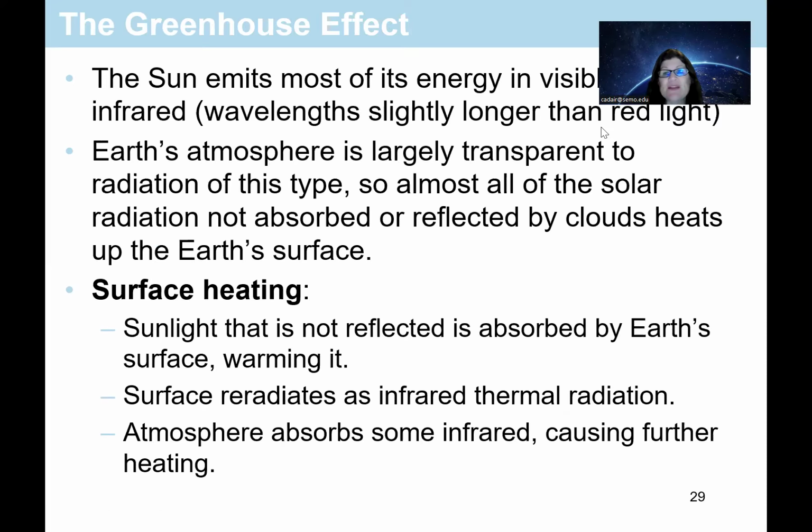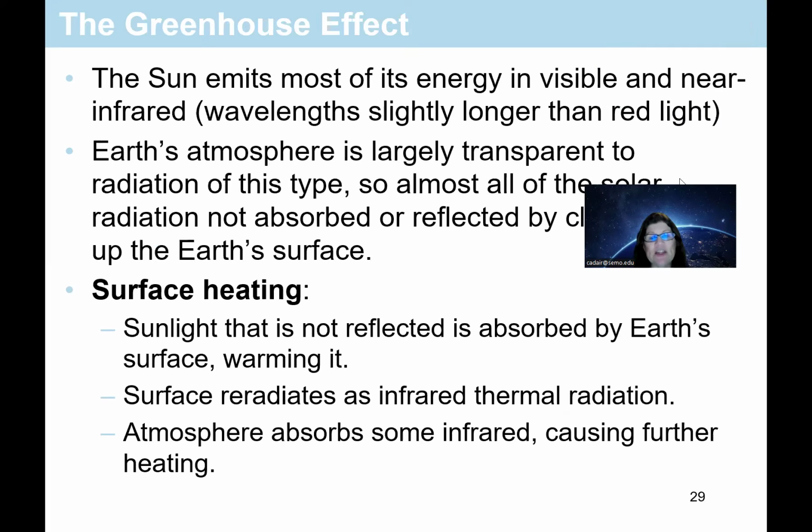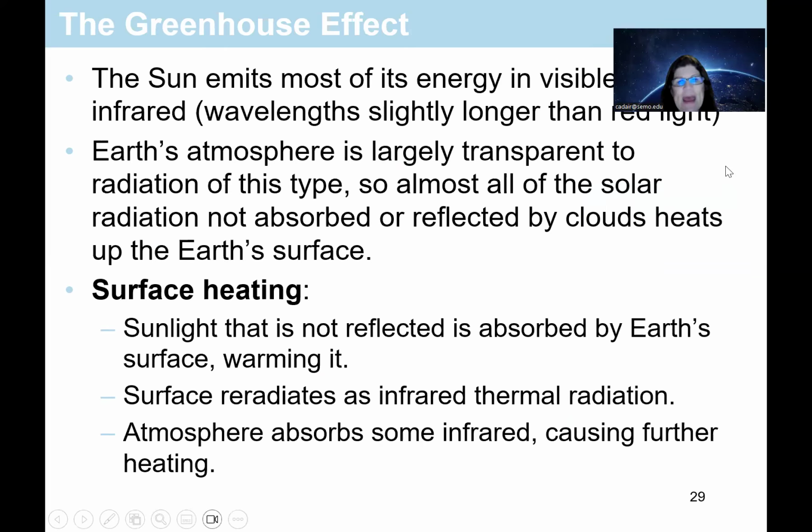So the sun emits most of its energy in visible and near infrared, the wavelengths that are slightly longer than red light. The Earth's atmosphere is largely transparent to radiation of this type. So almost all of the solar radiation that is not absorbed or reflected by the clouds heats up the Earth's surface. And so surface heating: sunlight that is not reflected or is absorbed by Earth's surface warms it a little bit. The surface then sort of re-radiates as infrared thermal radiation.